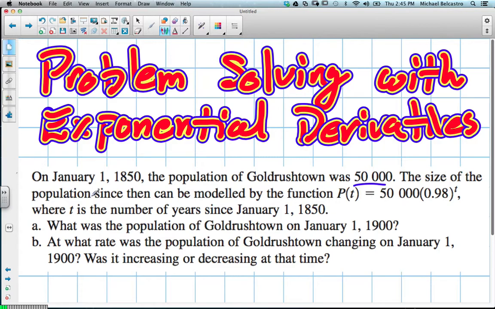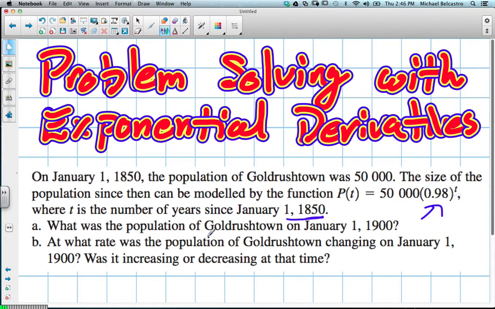The size of the population since then can be modeled by the function P at t, P most likely representing population, t in reference to time, equal to 50,000, which is our starting amount, multiplied by 0.98, a decay rate of 2%, which means it's dropping to 98% of its previous population, to the power of t, t being the number of years since the year we started. So this is a decaying town. It's dropping every single year.